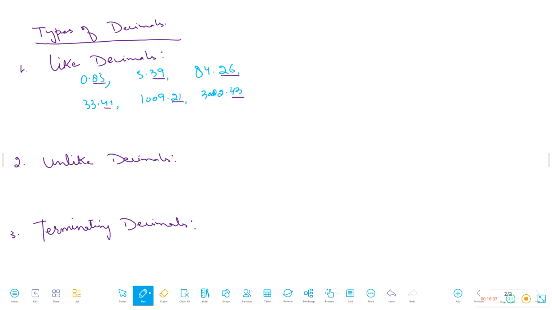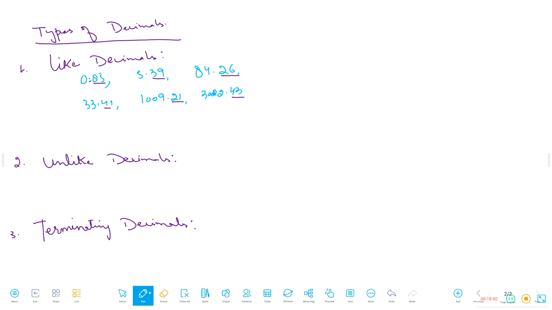Now, what you have to see in the decimal part? You have to see, is there the equal number of digits after decimal point? See, how many digits are here after decimal point? 85, 2 digits. Here, 39, 2 digits. 26, 2 digits. 41, 2 digits. 21, 2 digits. 43, 2 digits. So, whenever decimal numbers contain equal number of digits after decimal point, such decimal numbers are called like decimal numbers.